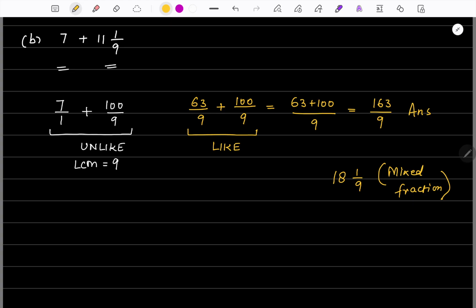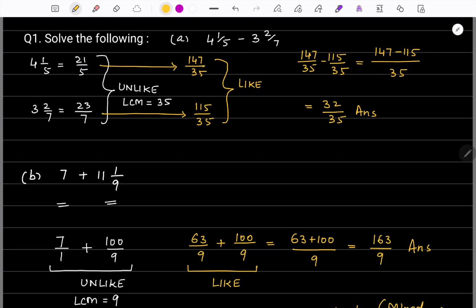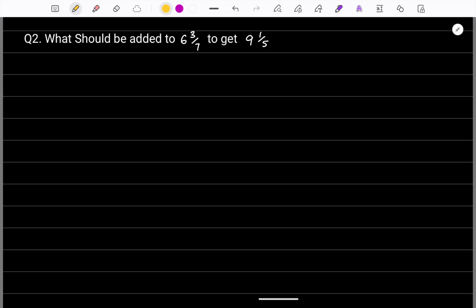So with this we have done part A and part B of question 1. Now we move on to the second question. The second question says, what should be added to 6 3 by 7 to get 9 1 by 5? Now if we look closely, we can subtract 6 3 by 7 from 9 1 by 5, and that will give us the answer. 9 1 by 5 minus 6 3 by 7 will give us our answer.